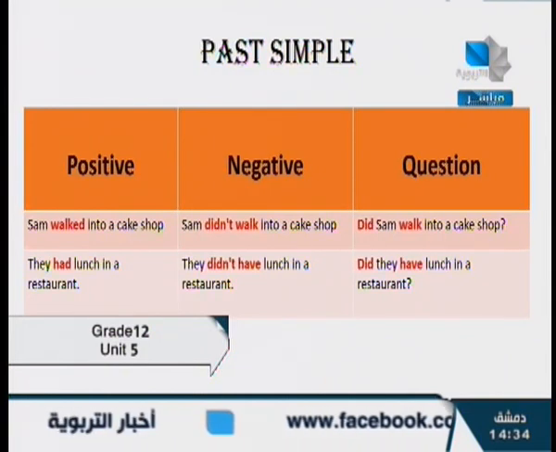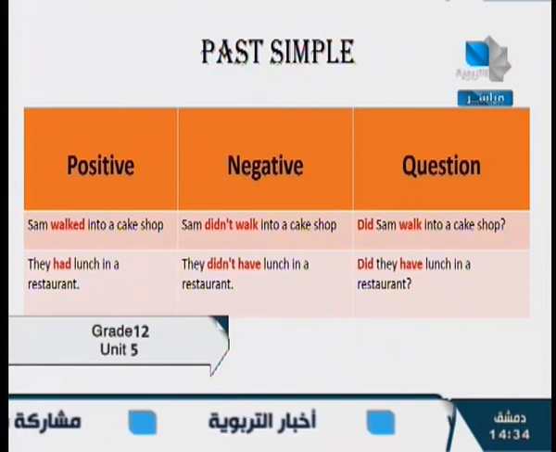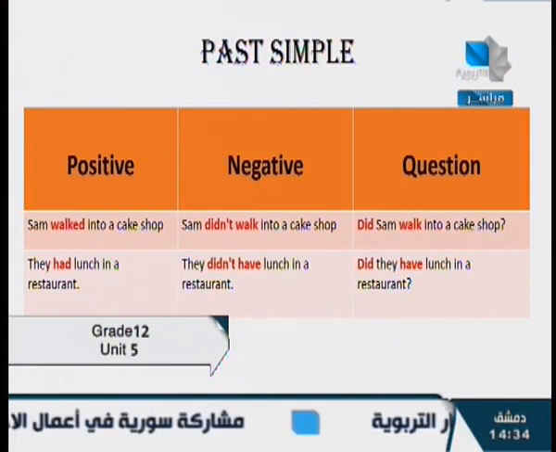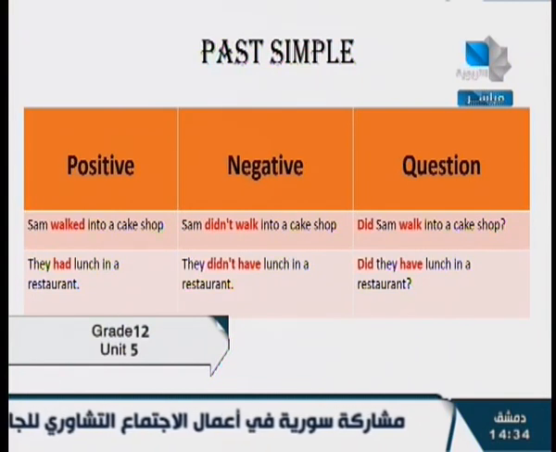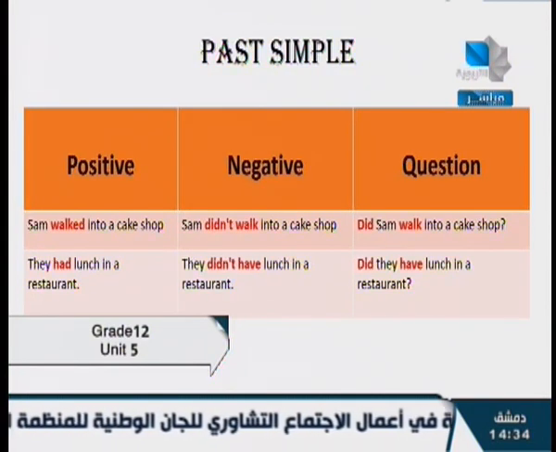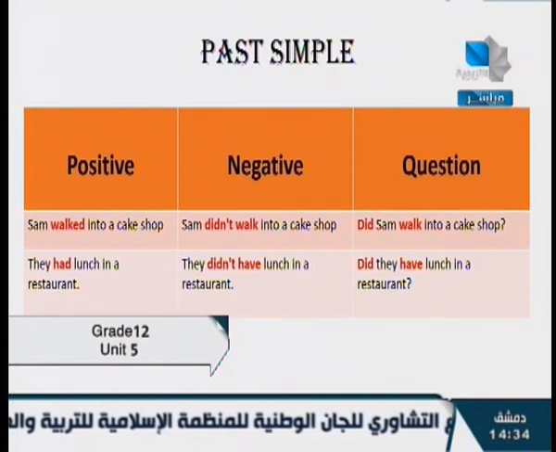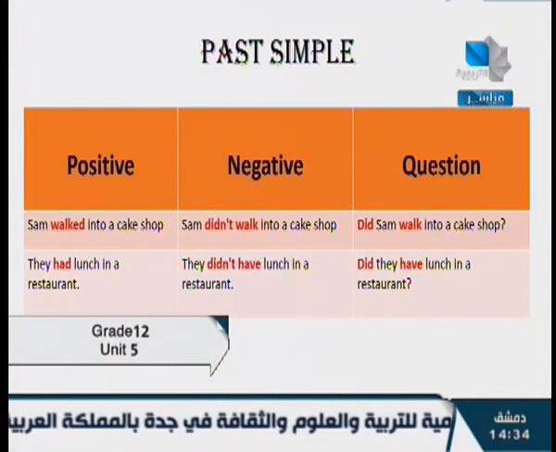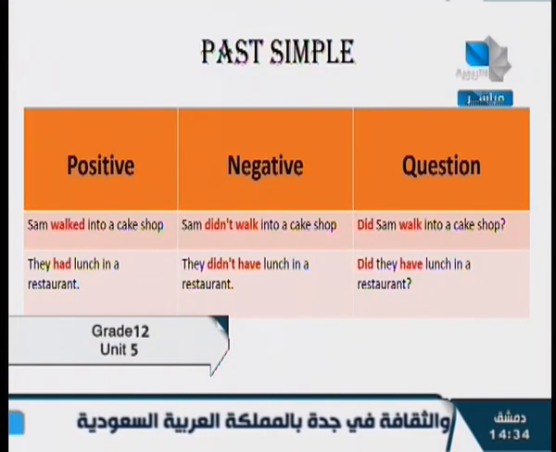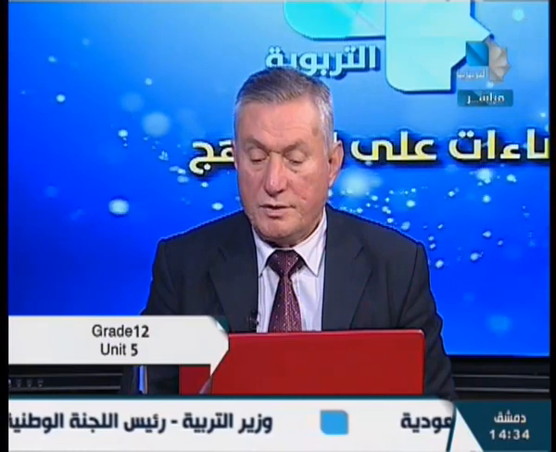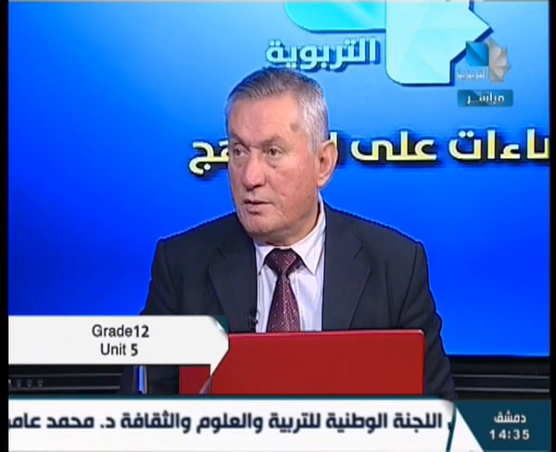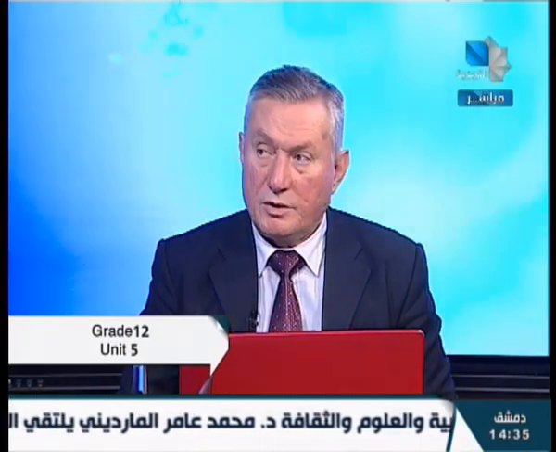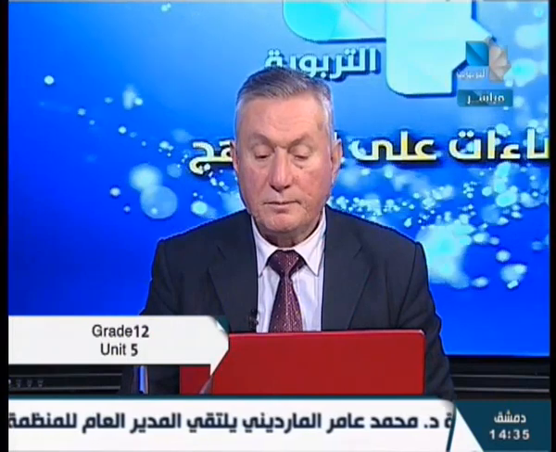With the question, we invert the auxiliary verb and the subject. So we start with did, then we use the subject and the zero form of the verb. So: did Sam walk into a cake shop? Or we can use a question word, for example, where: where did Sam walk into? Did they have lunch in a restaurant, or where did they have lunch? So we have two kinds of questions, yes/no questions or WH questions. Usually, when we use a WH question, we omit the piece of information we are asking about.